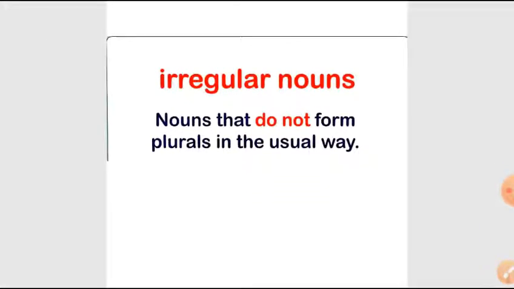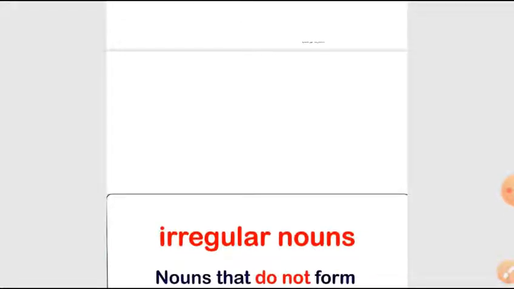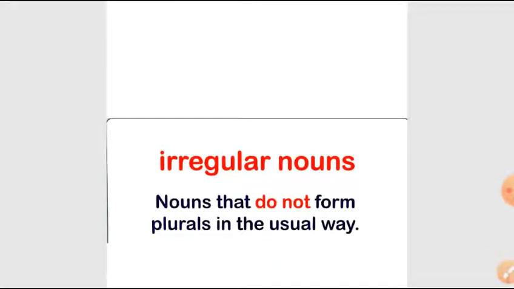So what are irregular nouns? Nouns that do not form plurals in the usual ways, that do not follow rules, and in usual ways they do not form plurals, right? So they are considered as irregular nouns. So we have learned 4 rules here and we have learned about irregular nouns. Those that do not follow any rules are considered as irregular nouns. So here the explanation part completes, children.